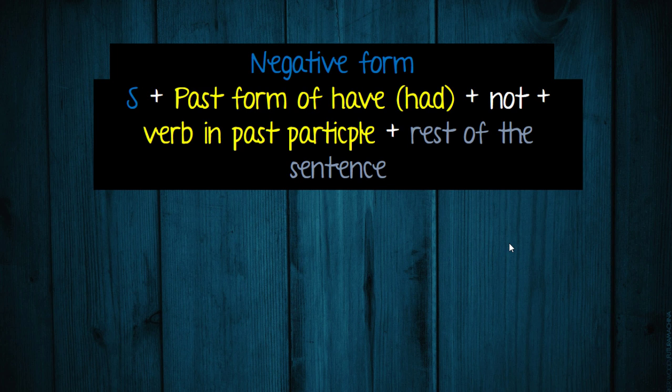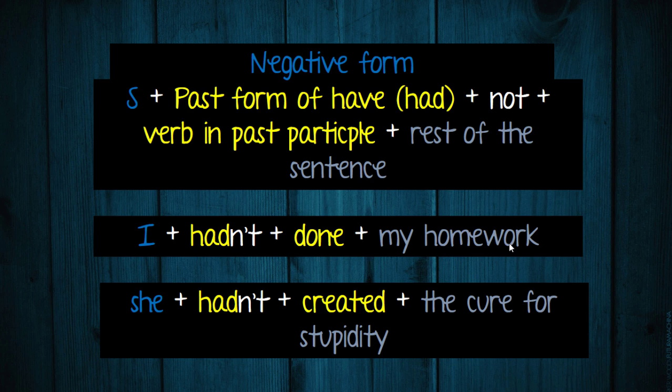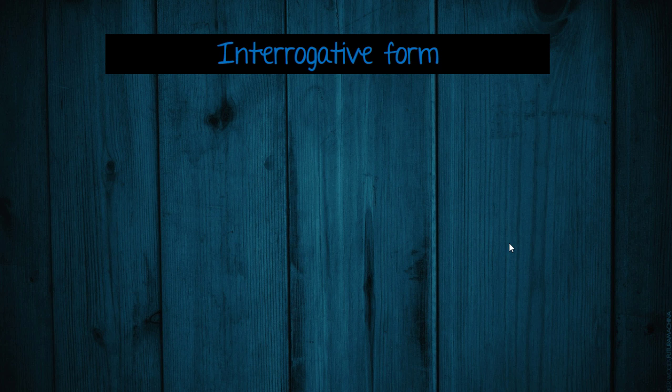Negative form. Subject plus past form of have plus not plus verb in past participle plus rest of the sentence. I hadn't done my homework. No había hecho mi tarea. She hadn't created the cure for stupidity. Ella no había creado la cura por la estupidez. You see? Very simple, very common, is nothing that you haven't seen before. Bastante simple, bastante común y no es nada de lo que no hayan visto antes.